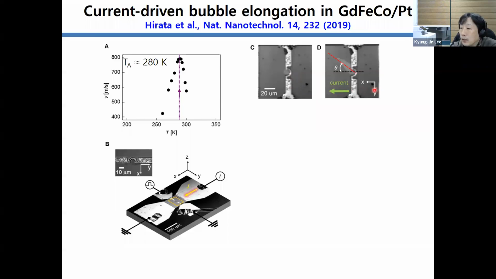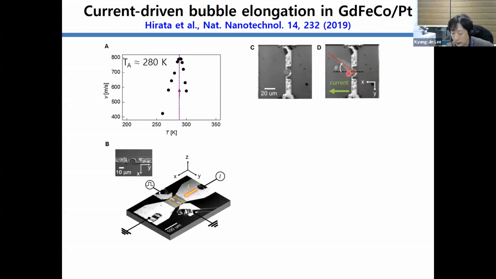And then they inject in-plane current through the platinum. Unfortunately, we couldn't observe the motion of this bubble. Instead, we observed elongation of this bubble. It is because during the lithography process, there would be a strong pinning potential, and then the bubble cannot escape from this pinning potential. So anyhow, we found there is an angle of this elongation, and we wanted to understand what this angle means.